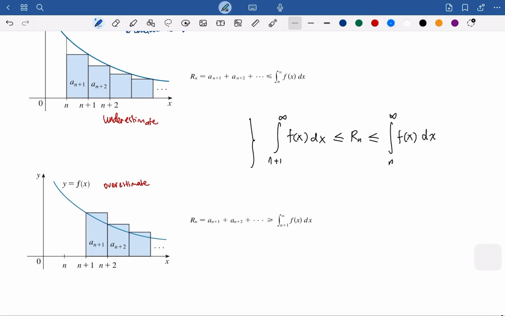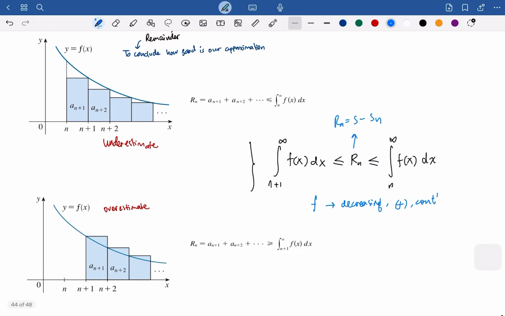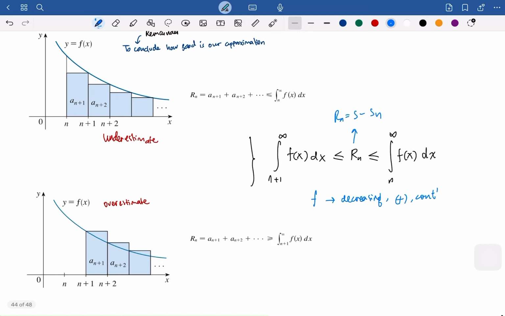And of course, all the conditions should be sufficient. The function should be decreasing, positive, continuous. And R is going to be defined as S minus Sn. So basically, this is how we are going to approximate.